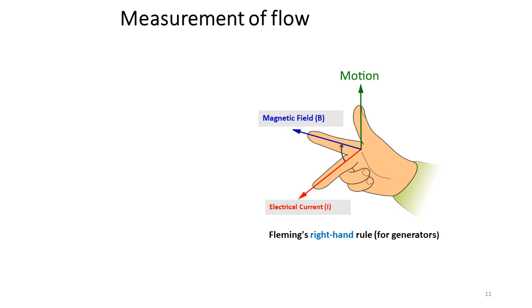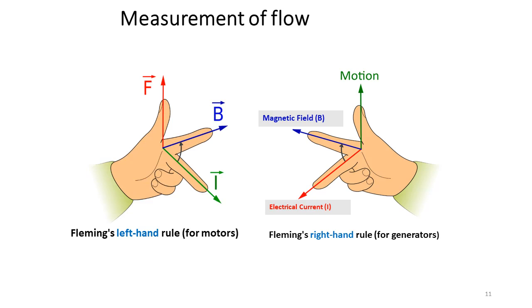How is this bicycle light turned on? When we ride the bicycle in the magnetic field, we can produce current, and this current and voltage can turn on the light of the bicycle. So this is the basis of measurement of flow in the laboratory and clinics.